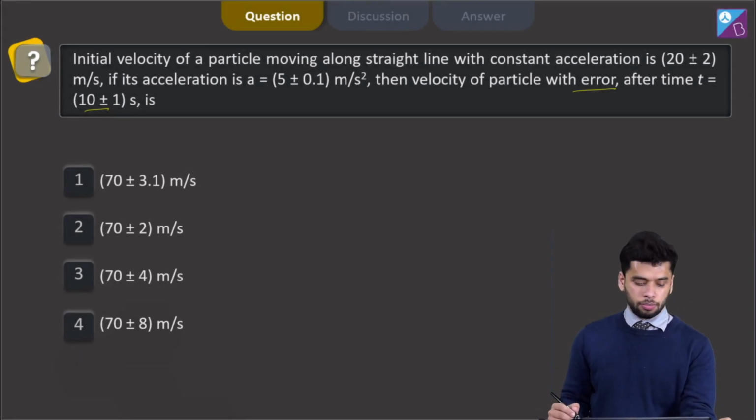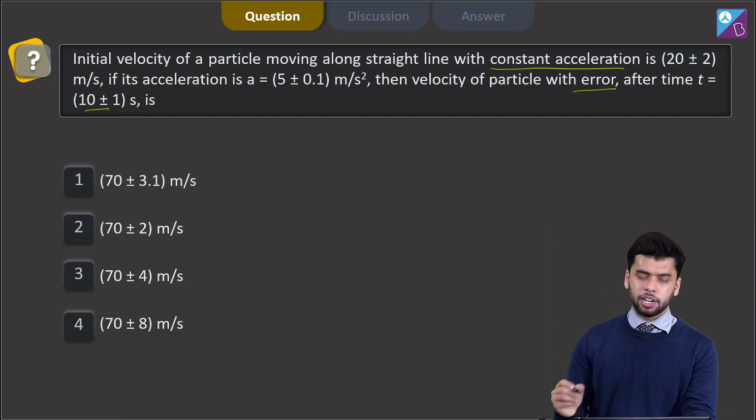Hello dear students. Now let us have a look at the question. In the question we are being given that the particle is moving along a straight line with constant acceleration. Constant acceleration is an important word over here. And the initial velocity is 20 plus minus 2 meter per second.